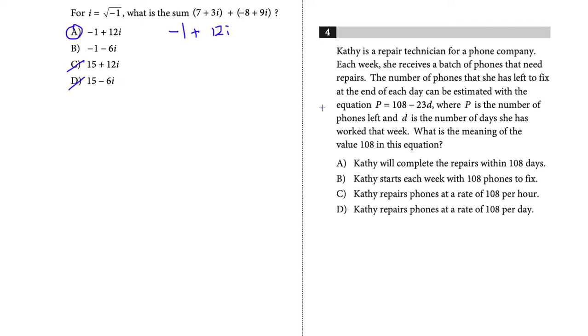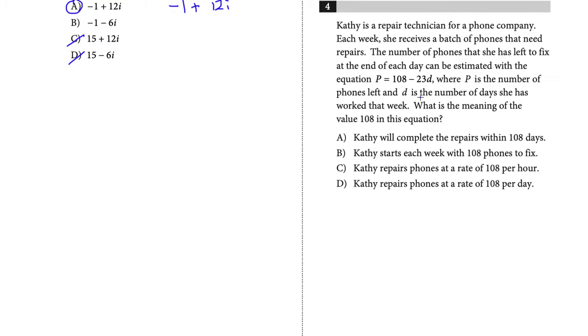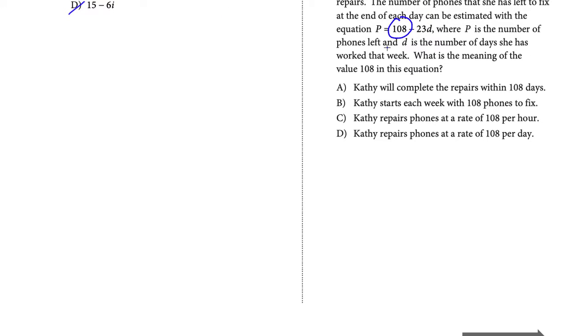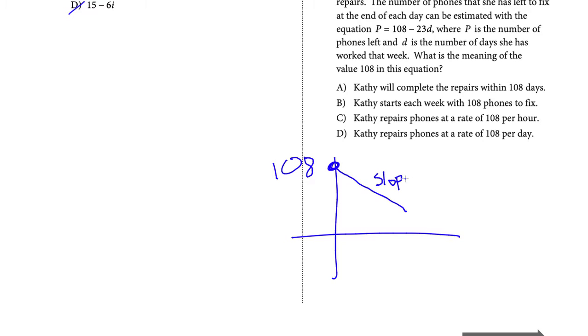All right, so there it is. We have our equation. The number of phones left is equal to 108 minus 23 times the number of days she has worked that week. So if you're thinking about this in terms of the graph, this is the y-intercept. If I was graphing this, I would have 108 all the way up here, and then I'd go down with a slope. The slope here would be negative 23. The slope is equal to negative 23 phones per day. So what do you think 108 means if I'm starting at 108?